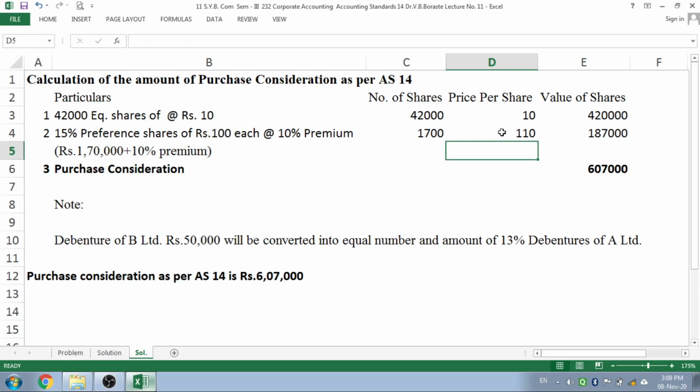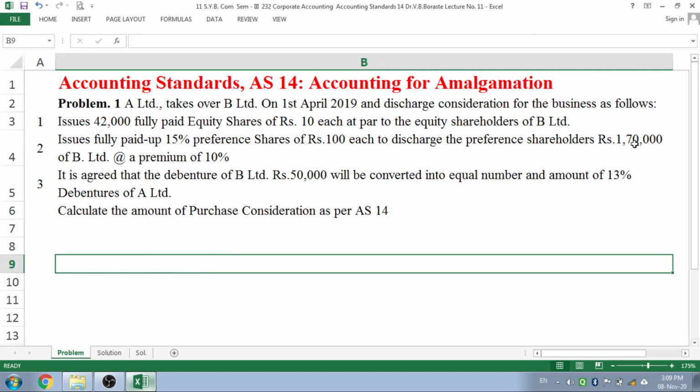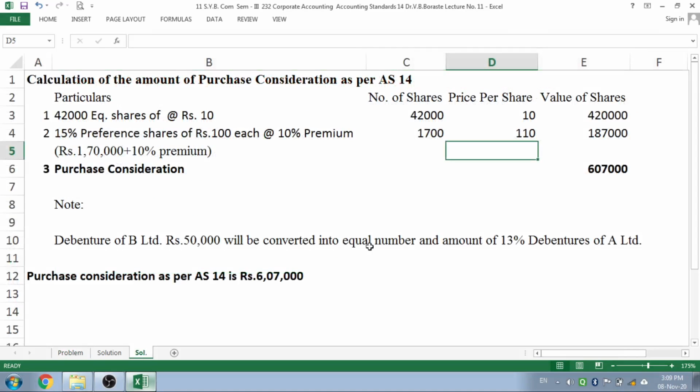In this way, you can calculate the value for the preference shareholders, that is 1,87,000. The face value of the shares was rupees 1,70,000 and the per share face value was rupees 100. So you can calculate the purchase consideration in this way. The total of these two will be called the purchase consideration, that is 6,07,000.